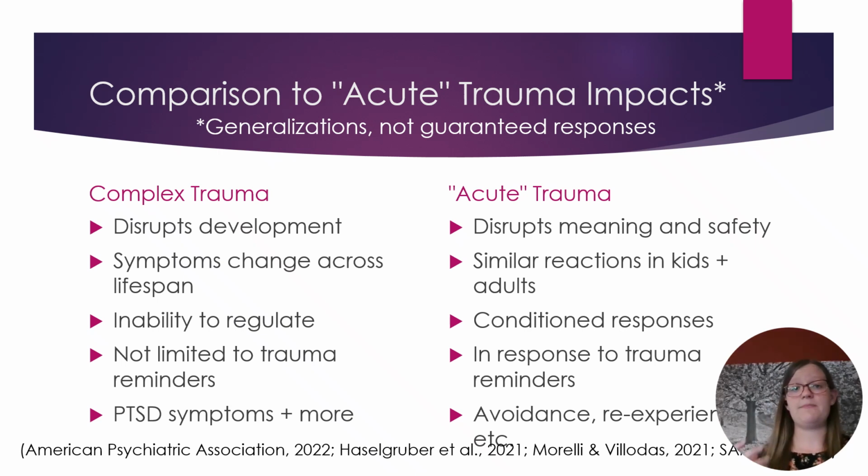Another difference between the impact of acute trauma and complex trauma is that in acute trauma, the symptoms tend to be pretty similar across the lifespan. So a kid who goes through one traumatic event tends to respond similarly to an adult who goes through one traumatic event, although again, there are some differences. In contrast, for complex trauma, the presentation of symptoms or how people respond tends to change from when someone is an infant to a child to an adolescent to an adult. And so this makes complex trauma harder to detect and therefore harder to treat.